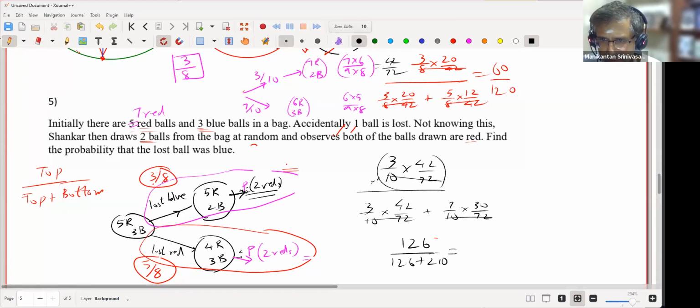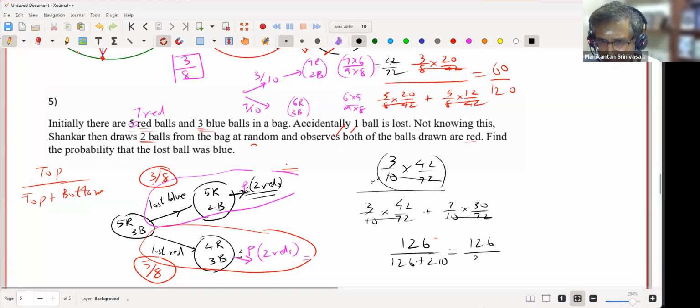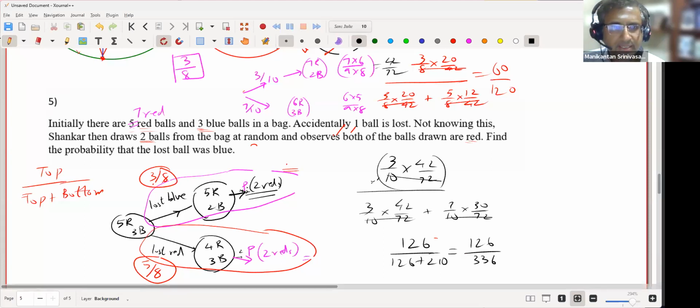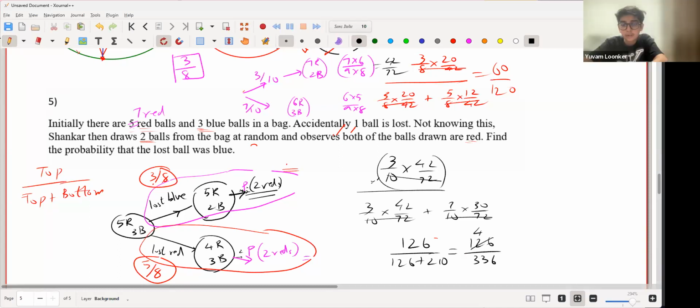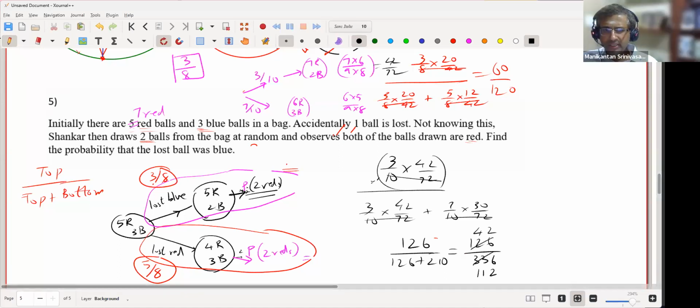So how much is this? Is this 126 plus 336? Is this the same as 3/8? Let's see. 8 goes how many times in this case? This is divisible by, okay. 3 goes how many times? 3 4s are 42. And this is how much? 112, right? Does it further divide by any other number? It comes to 3 by 8. Very nice.